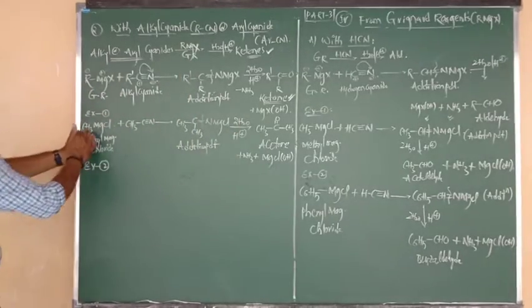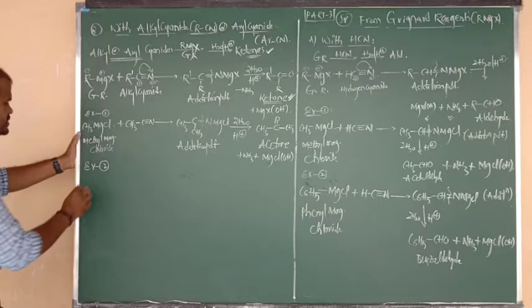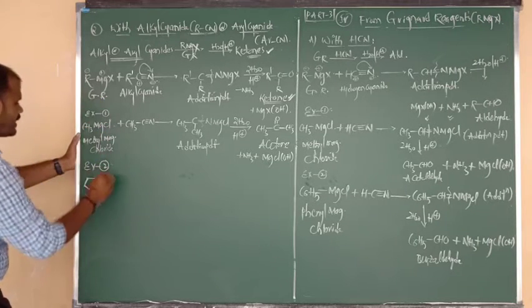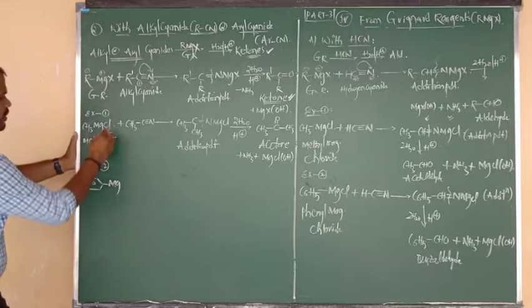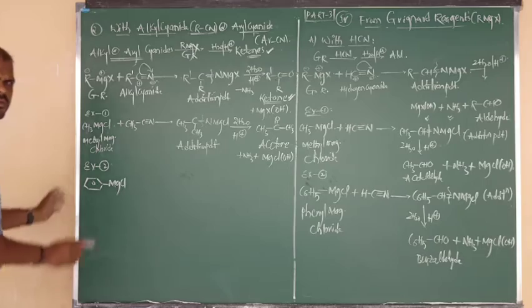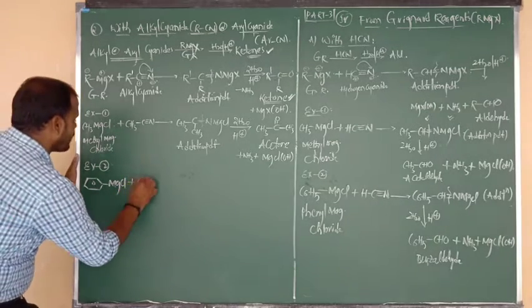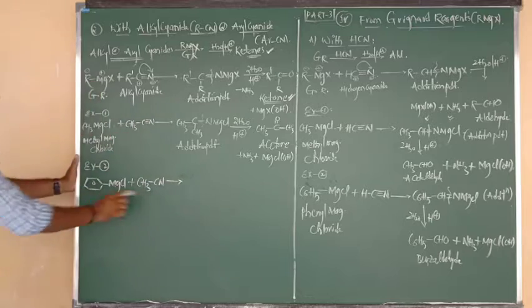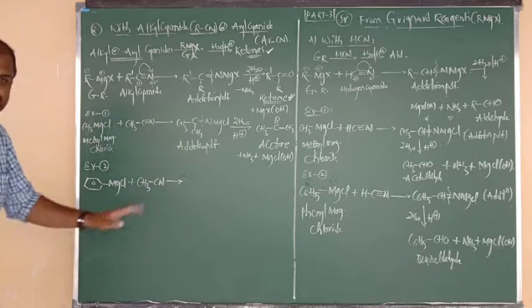So another example: first R replaced by benzene. Benzene bonded to what? Mg. Benzene bonded to MgCl: phenyl magnesium chloride. If you write Br, then phenyl magnesium bromide, as you wish. It reacts with what? CH3CN, methyl cyanide. You can write the triple bond, as you wish.